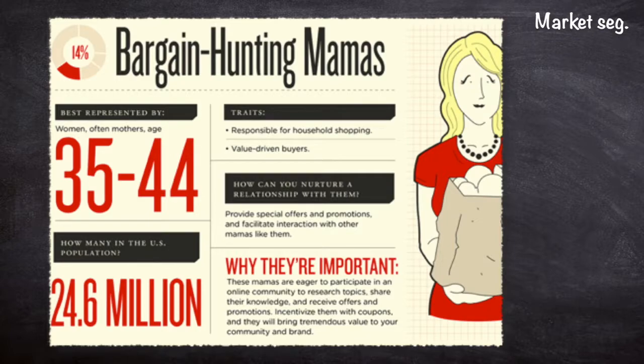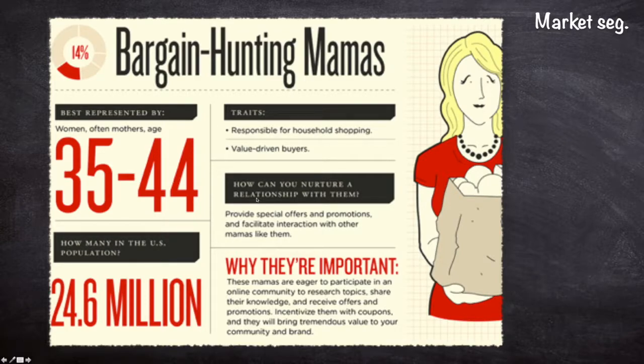This is one example of how you can write down a market segment on one page. We have here the bargain hunting mamas that could be interested in whatever it is that we are trying to sell, and they have written down they are best represented by women, often mothers, aged 35 to 45. How many do we have in the US population? Well, 24.6 million. What are their traits? They are responsible for household shopping, they are value-driven buyers.